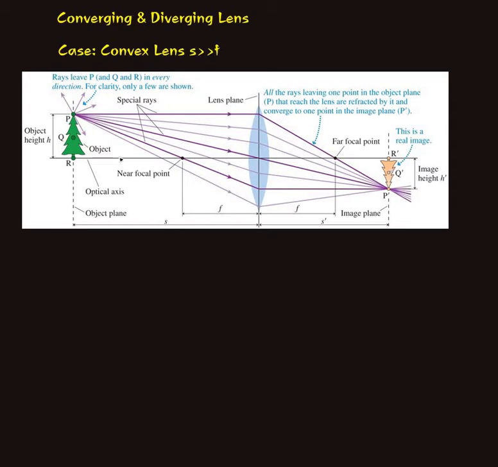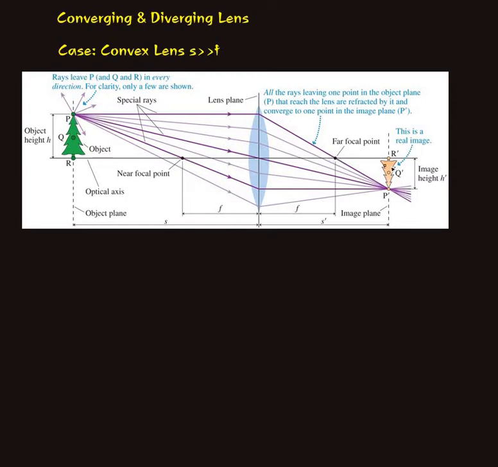Okay, and look what happens. A ray that goes parallel to the optical axis, when it hits the mirror, will go to the focus. In the case of converging, it will go to the focus here, this point, this focal point, right? It has two foci, the near one and the far one.